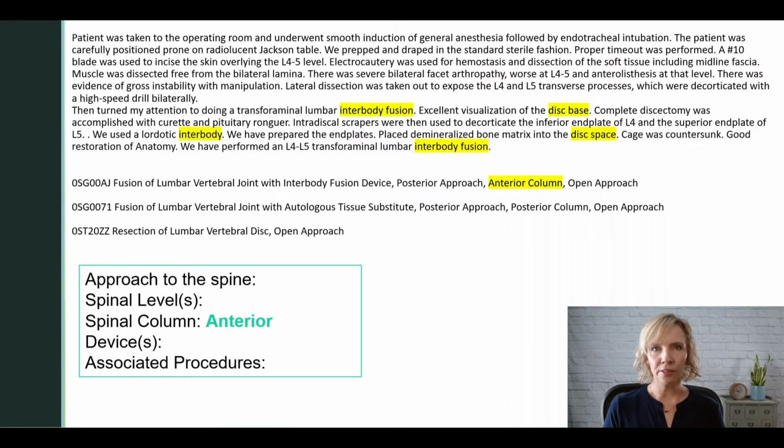Now let's review the operative report to determine which part of the spine was fused. Starting by identifying clues that indicate the fusion of the anterior portion, I've highlighted in yellow the documentation clues that indicate fusion of the anterior portion of the spine. The physician specified that the procedure was an interbody fusion. The use of an interbody fusion device always indicates fusion of the anterior spine. Additional clues include documentation of the procedure involving the intervertebral disc, which is a component of the anterior spine. The physician also detailed insertion of an interbody cage into the disc space, confirming that the procedure fused the anterior spine.